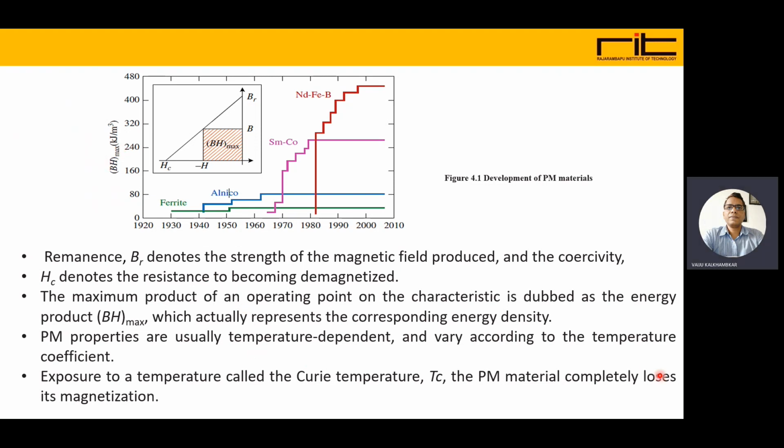PM properties, permanent magnet properties, are usually temperature dependent and vary according to the temperature coefficient. On exposure to a temperature called the Curie temperature, the permanent magnet material completely loses its magnetization.